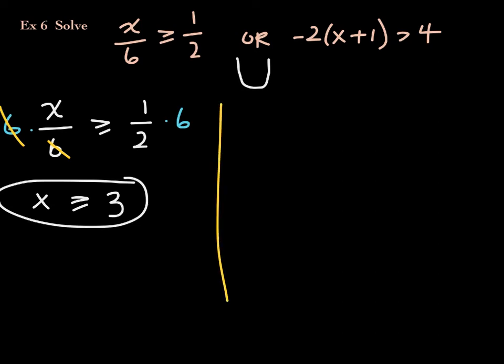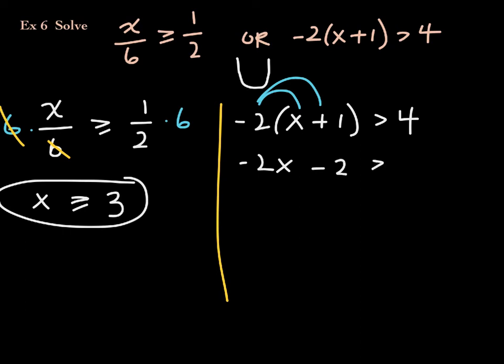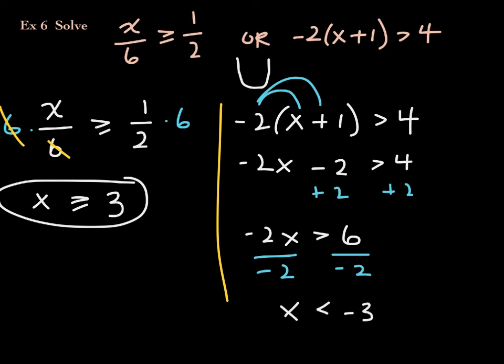Just separate that. What do you want to do with this negative 2? Do you want to distribute it, or do you want to divide both sides by negative 2? I've seen most of my students want to distribute it. So that's fine. We can distribute it if you'd like. So this would be negative 2x minus 2 is strictly greater than 4. Adding 2 to both sides leaves us with negative 2x strictly greater than 6. Dividing both sides by negative 2. Remember, we're dividing by a negative, so we have to switch that inequality symbol: x is less than negative 3.